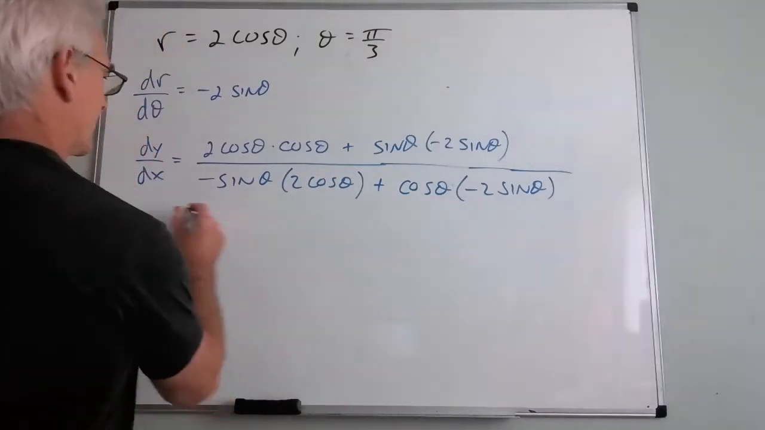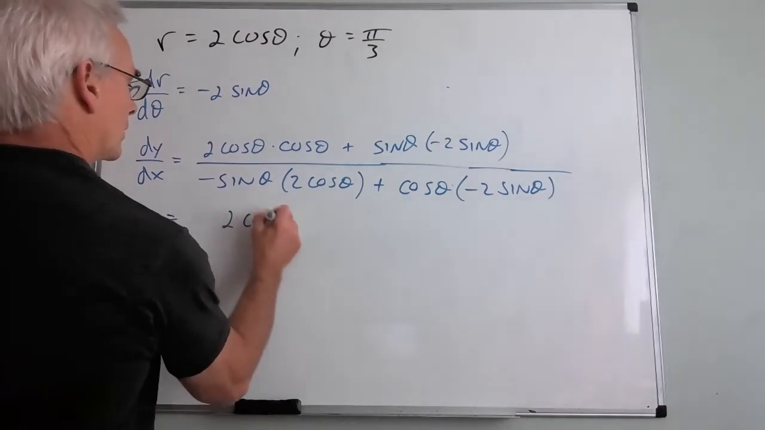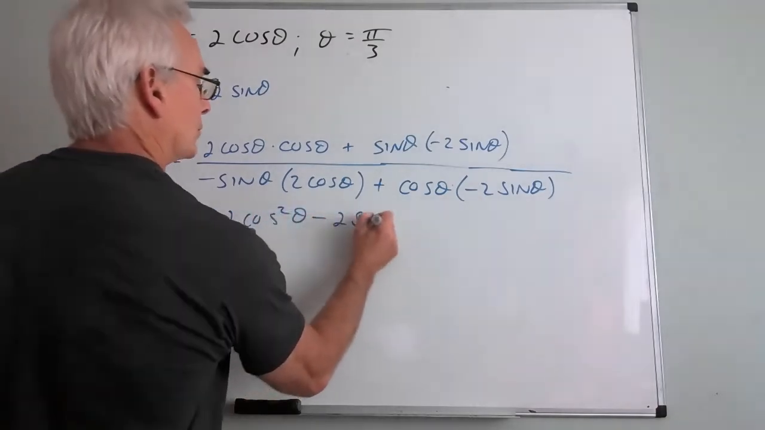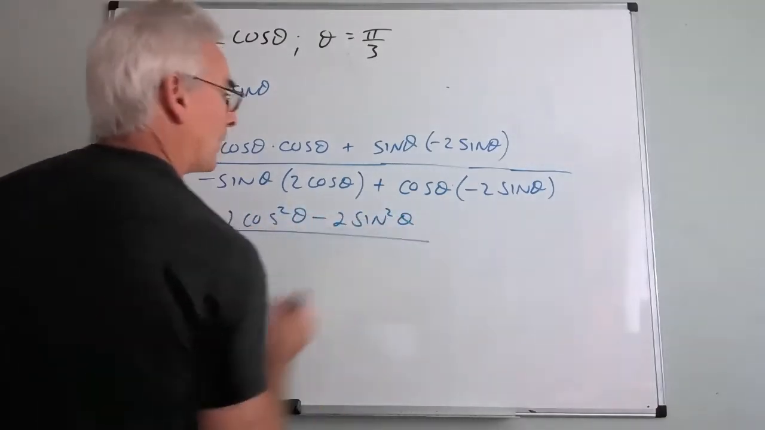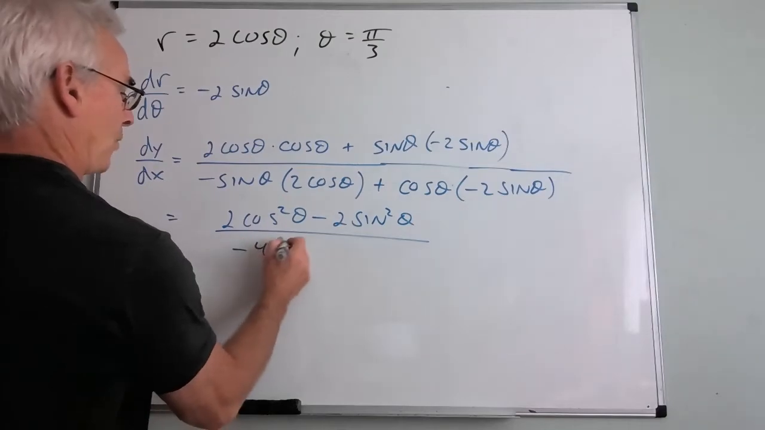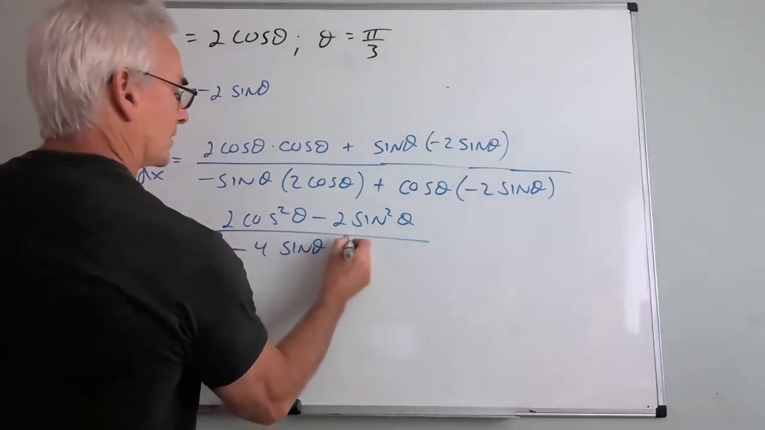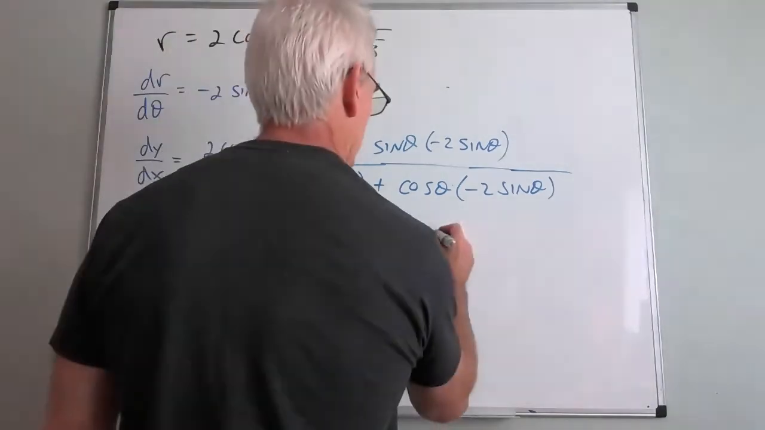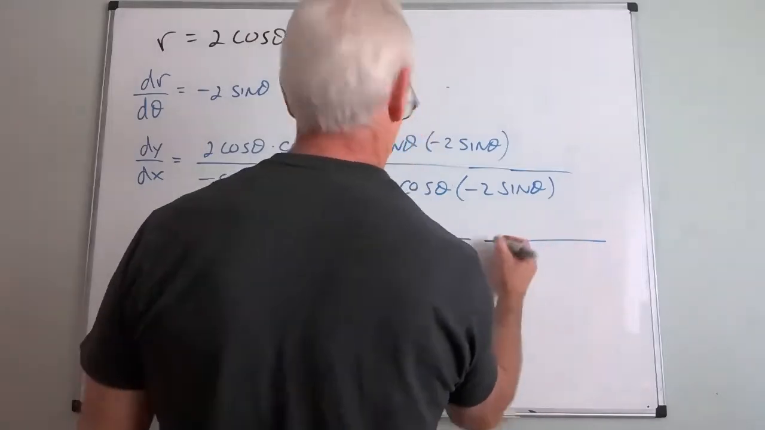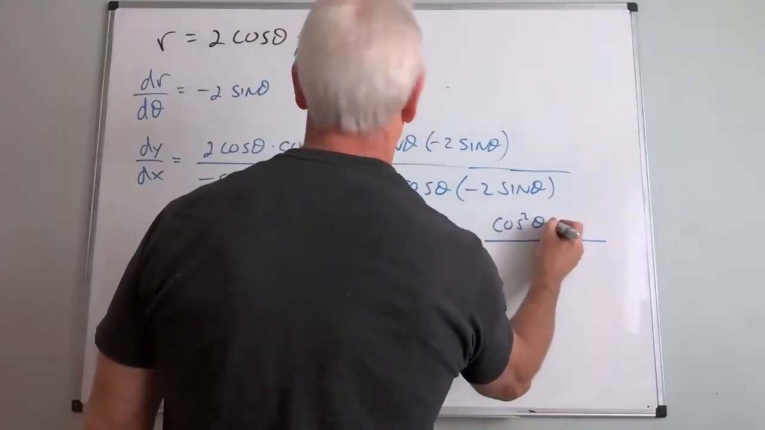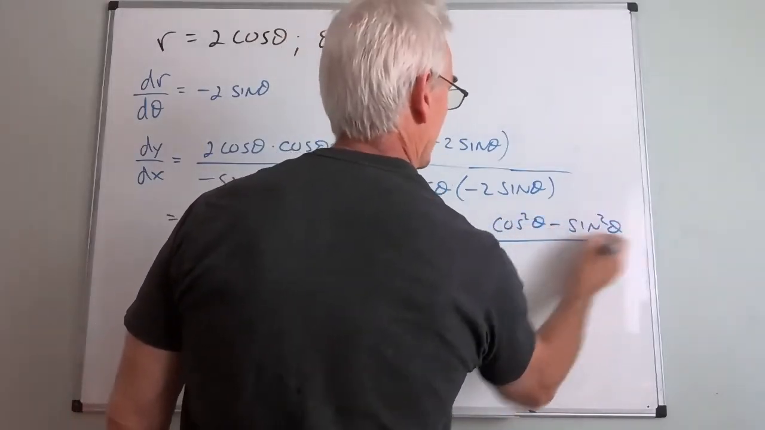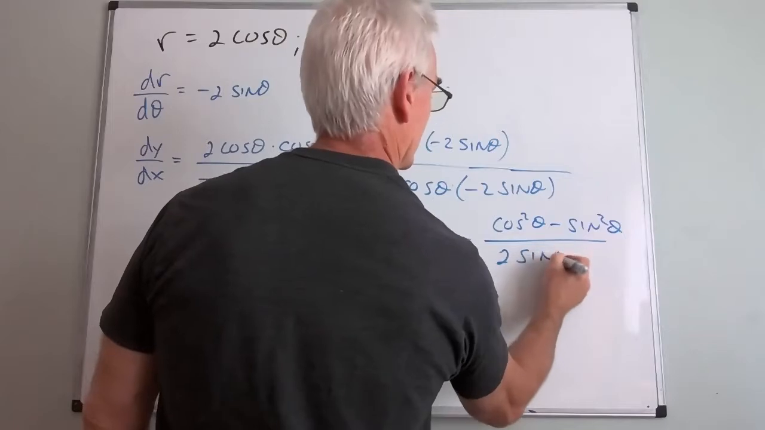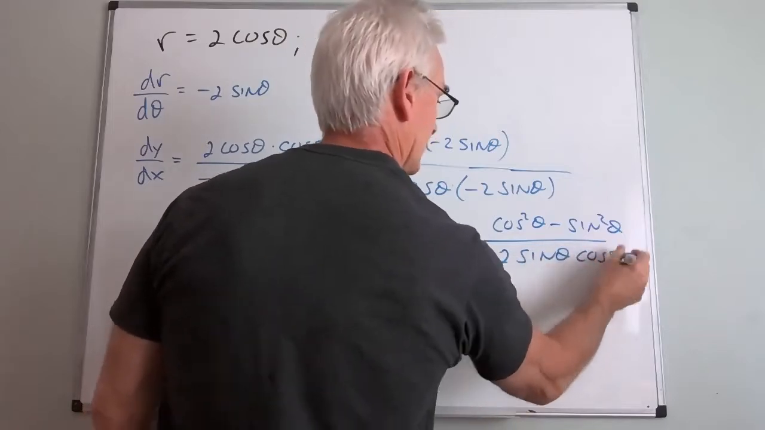So my numerator is 2 cos squared theta minus 2 sine squared theta. My denominator is -4 sine theta cos theta. I'm writing in this form because hopefully now it's a little more obvious. If I factor and cancel a 2, it might even be more obvious. In fact, I'll put the negative out. Let me do it like this. I want this to be absolute easy peasy.